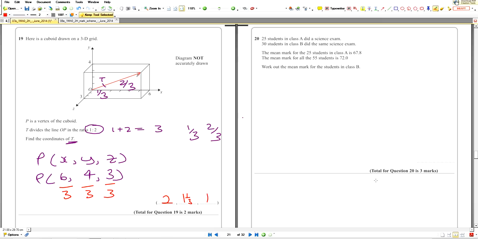Okay, question number 20 without any further delay. Number 20 is a reverse mean question where you've got to use your brain power. It says that 25 students in class A did a science exam, and 30 students in class B did the same science exam. The mean mark for the 25 students in class A was given, and for class B, and for class A and B combined.